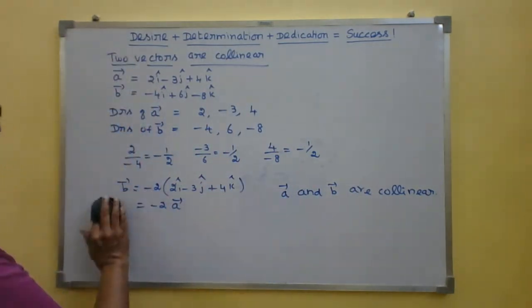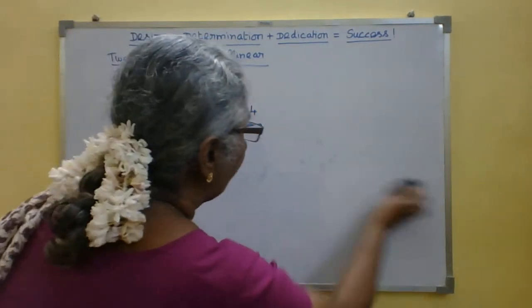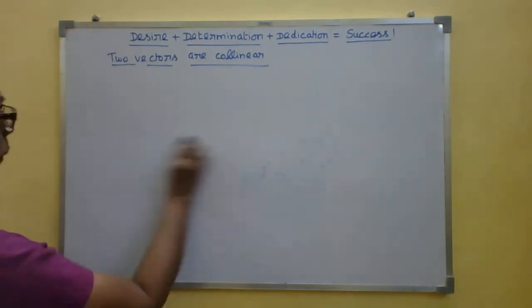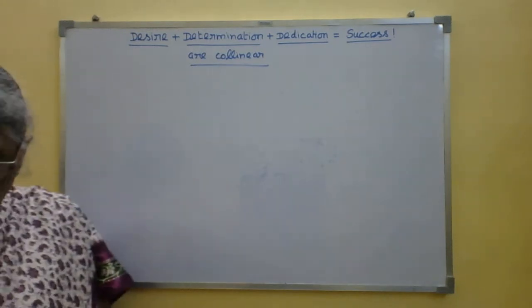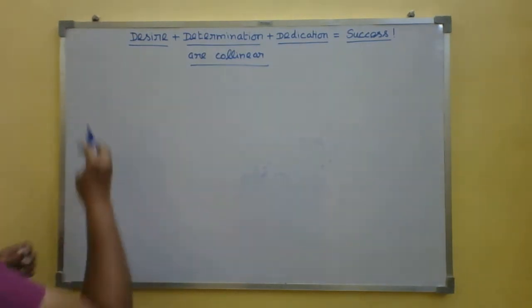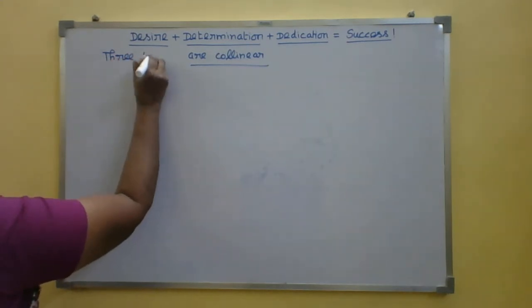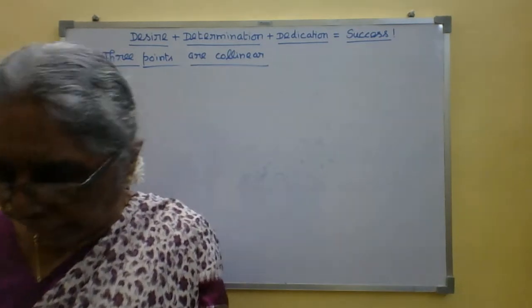Now let us see how to prove 3 points are collinear. That's a bit different from this. Here two vectors were given. Now we want to prove 3 points are collinear. How to prove 3 points are collinear? You want to prove they are collinear.